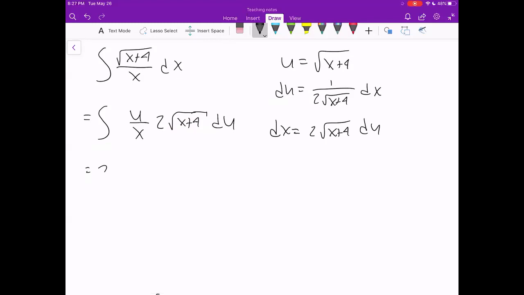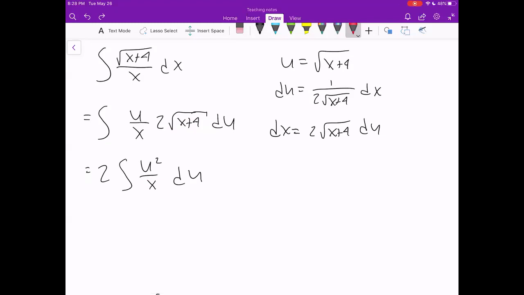So this is then going to be equal to, I'm going to pull the 2 out of the integral, 2 square root of u divided by x, and then the square root of x plus 4 is just another u. So this becomes u squared, u times u, and I have a du then. And now the problem is I still have this x in the denominator. So what can we do about that?